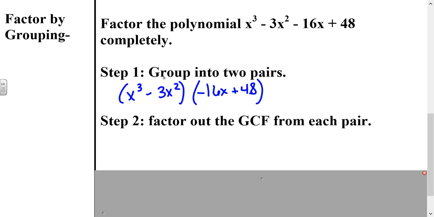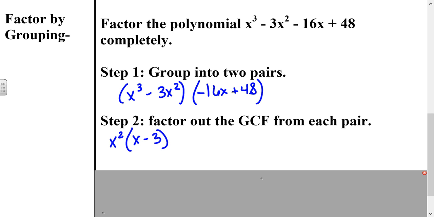What would be the greatest common factor of this group? I could take out an x, and the largest number I could take out would be x squared. If I take out x squared, then I would have left over x minus 3. And then here, I need to factor something out, and I need to get x minus 3 is what's left over because I want those to be the same.